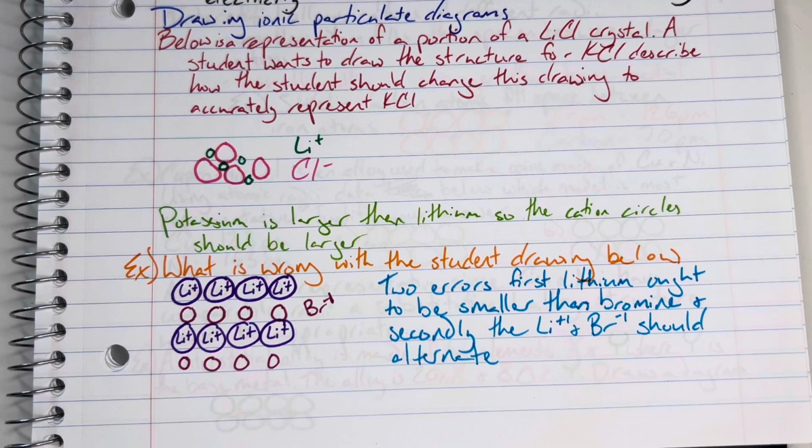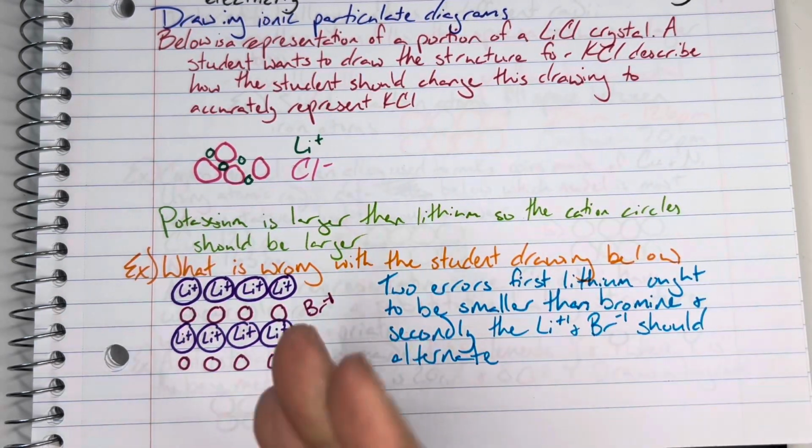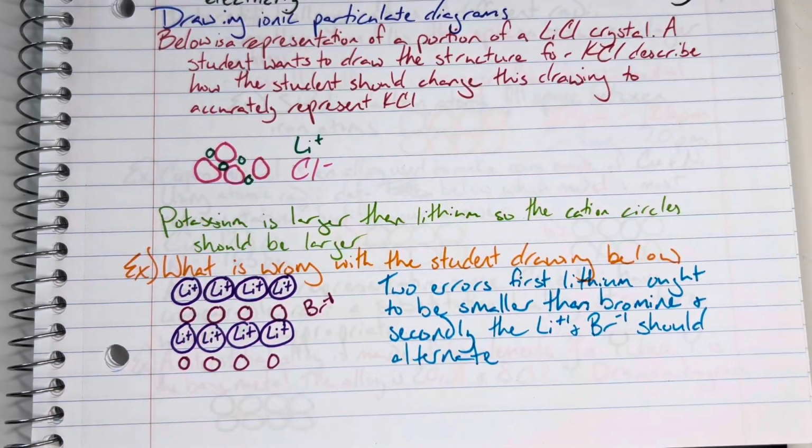So the two errors that again I see are going to be that the lithium should be smaller than the bromine, and that they should be alternating positions so that my cations don't touch cations and my anions don't touch anions.